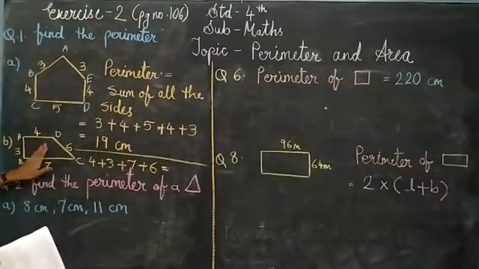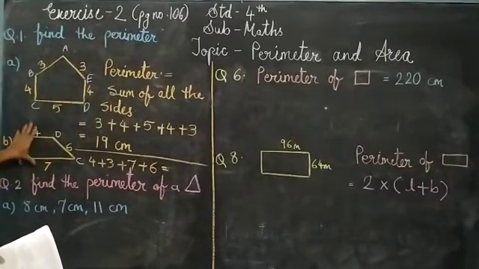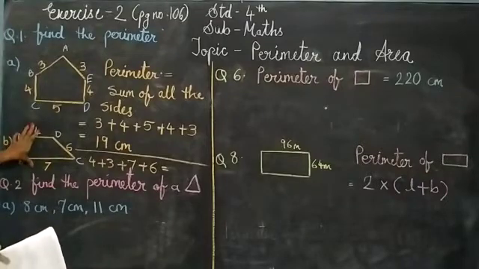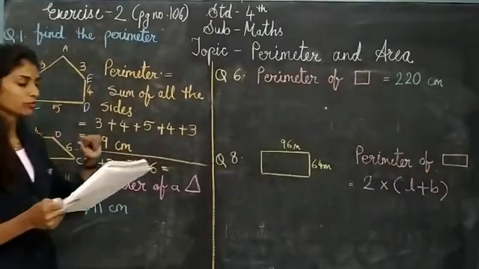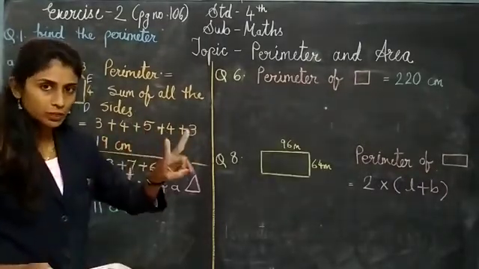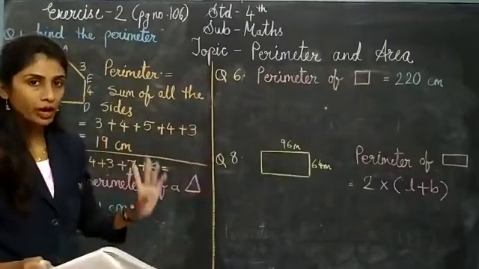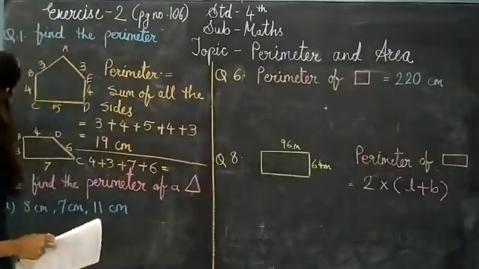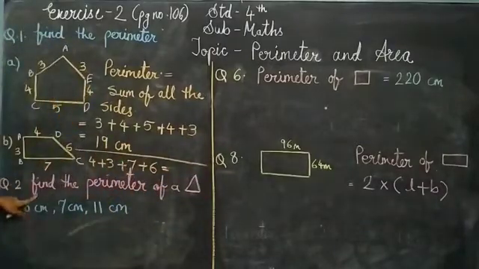There you are going to write the perimeter of this figure. Children, from question number 1, I have solved 2 examples for you. The rest of the sums you have to do on your own. Now let us move on to question number 2.